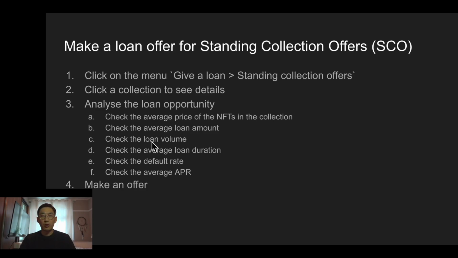You want to check the loan volume. You want to see a lot of activity. You don't want to be dealing with a dead collection. You want to check the average loan duration. There could be some expected duration that people expect from this particular collection. Typically, the faster your turnover, the better. And then you want to check the default rate to see how many people are actually defaulting on the loans. That's really important. And you also want to check the average APR. This is very critical. That's your interest rate. So what are the other lenders charging to lend out money?